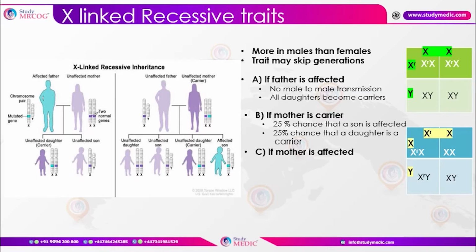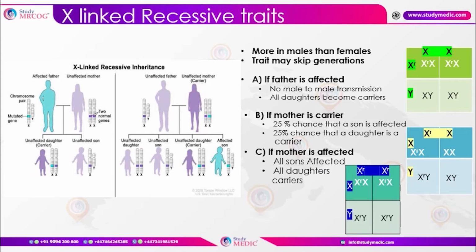If the mother is affected, that means she's carrying both the recessive alleles on both her X's, then all the sons will be affected and all the daughters are carriers. So there is 100% chance that the children will become either carrier or affected. 100% chance that all the sons are affected and all the daughters will become carriers.